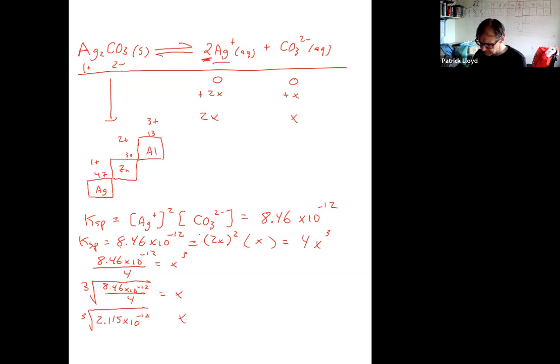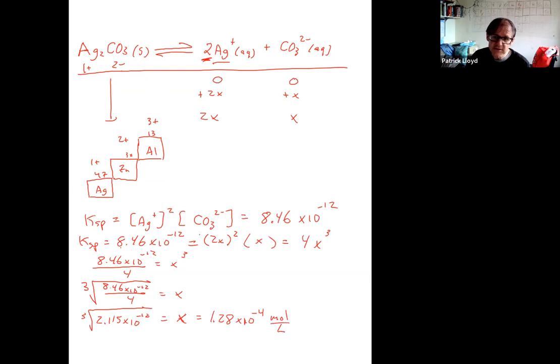Okay, all right, so let's see. Cube root of 2.115 times 10 to the -12, close the parentheses, and you get 1.28 times 10 to the -4. So that's x, that's the molar solubility, so that's moles per liter. Last step, convert it to grams per liter.